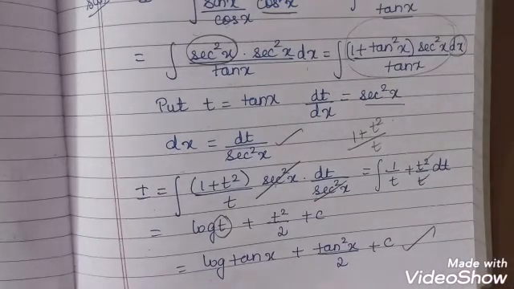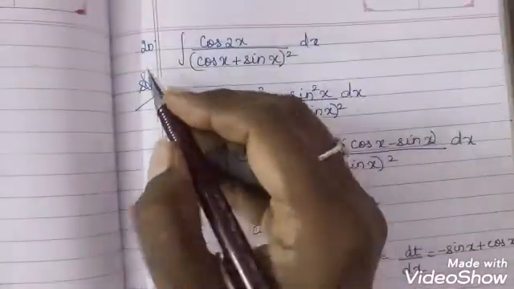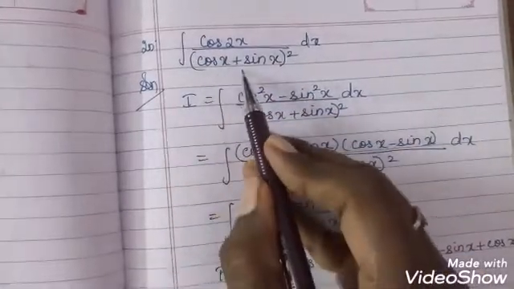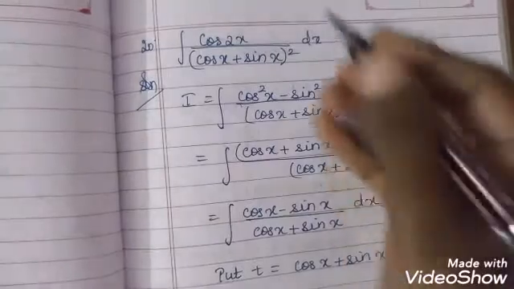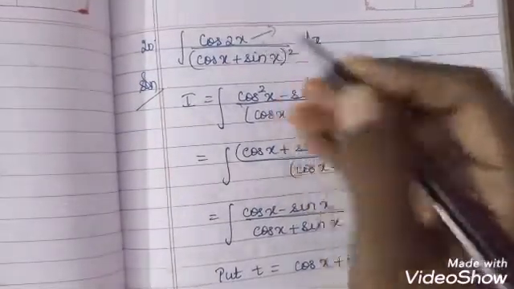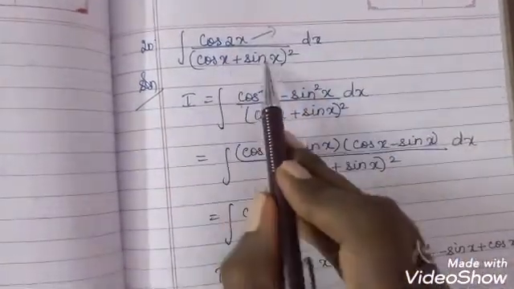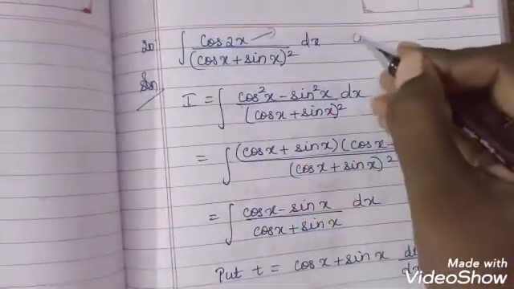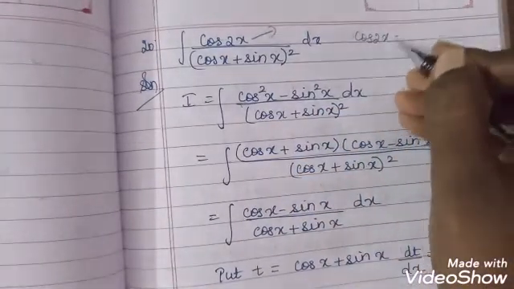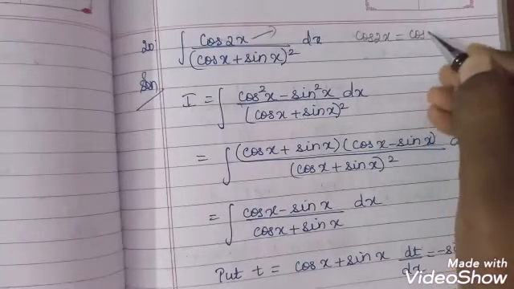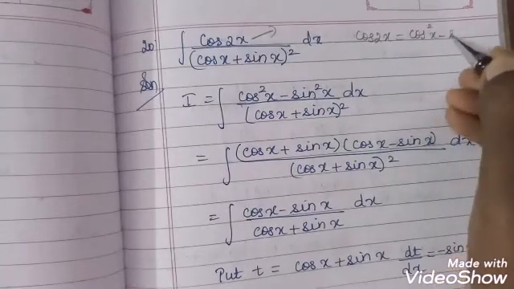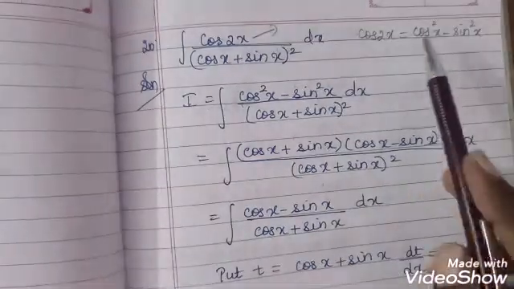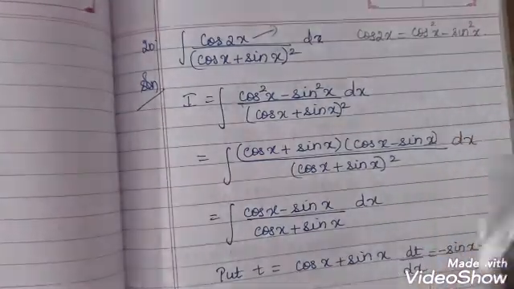So the 20th question, you have integral of cos 2x divided by cos x plus sin x the whole squared. Here I need to write cos 2x in terms of cos x and sin x. This is an identity we haven't used so far. Cos 2x is equal to cos squared x minus sin squared x. This is the formula you get.